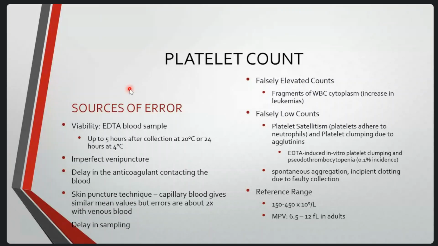And then spontaneous aggregation, incipient clotting due to faulty collection. So the reference range is about 150 to 450 times 10 to the 9, and the mean platelet volume is about 6.5 to 12 femtoliters among adults.